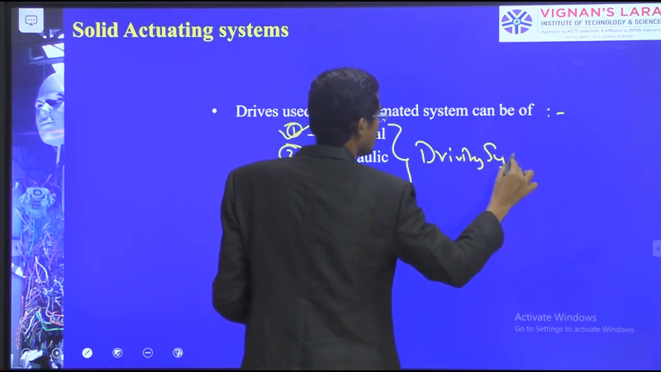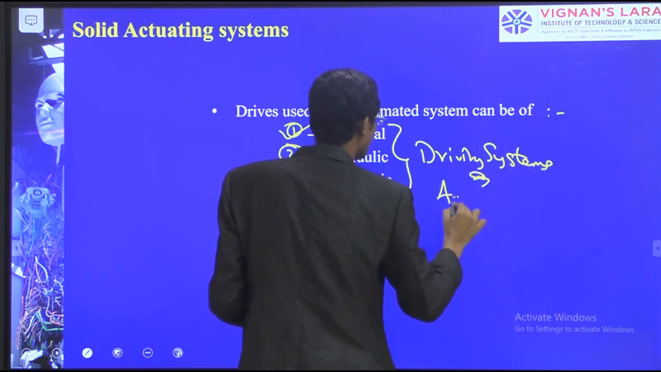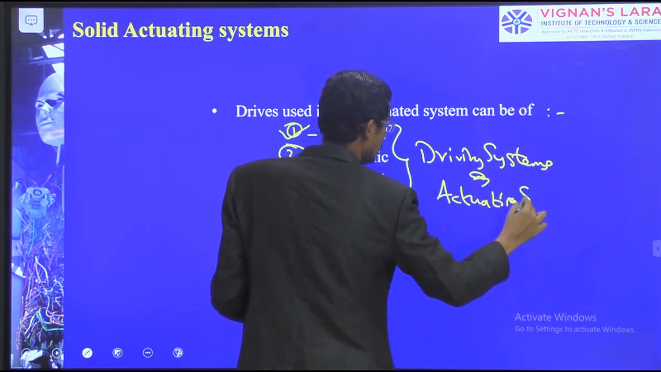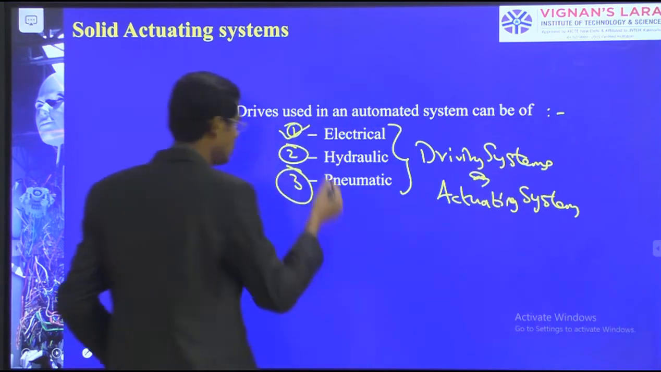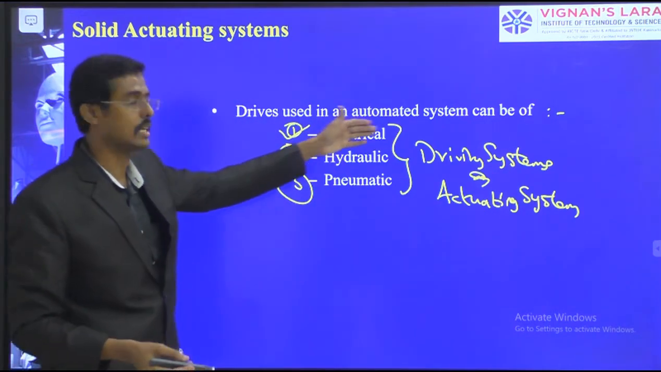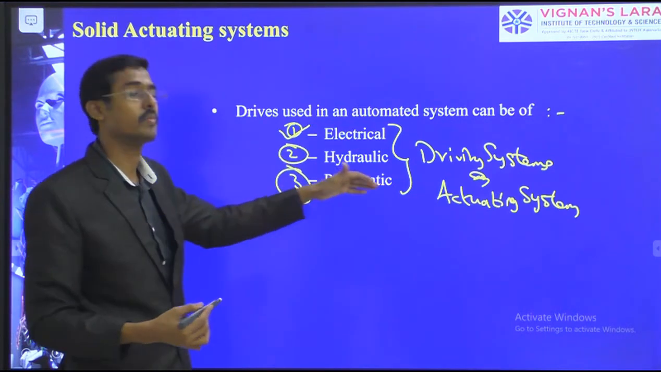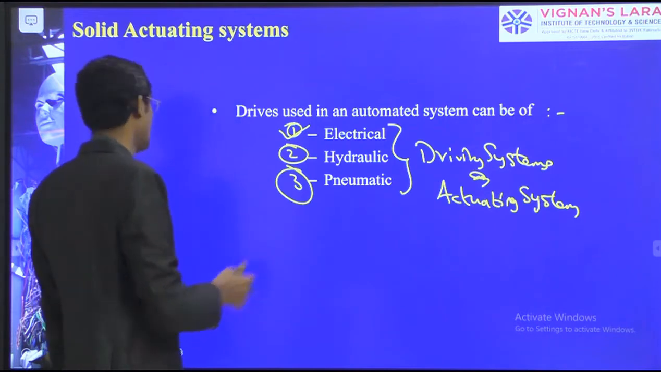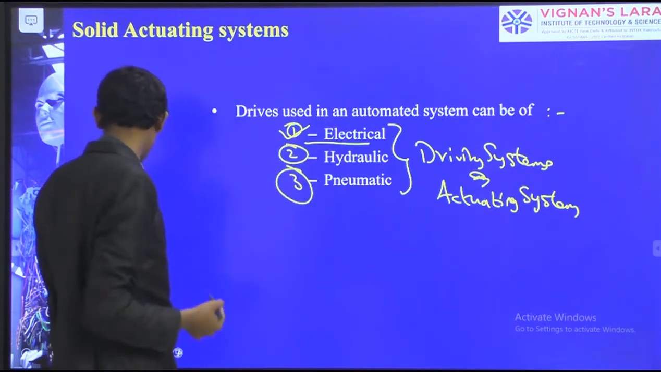Or otherwise I am calling it actuating systems. One by one we have to see what the electrical parts are, what the hydraulic parts are, and what the pneumatic parts are to actuate, in the upcoming classes. Number one, I am first considering the electrical drives.